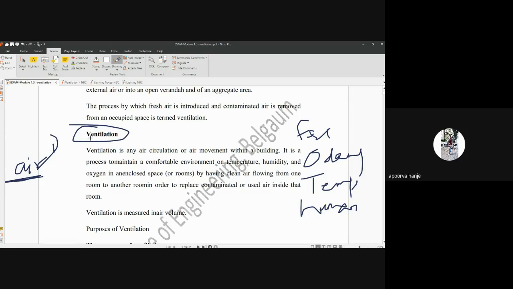Natural light. No, you are telling about windows, correct? Yes, sir. Ventilation can be anything, sir: windows, doors, or small openings.